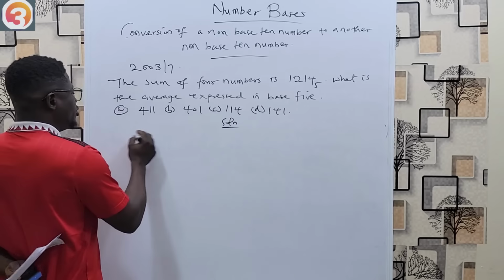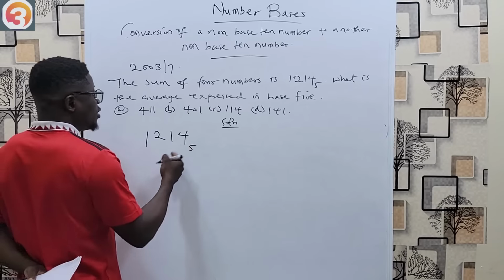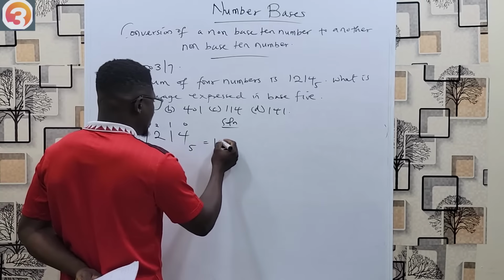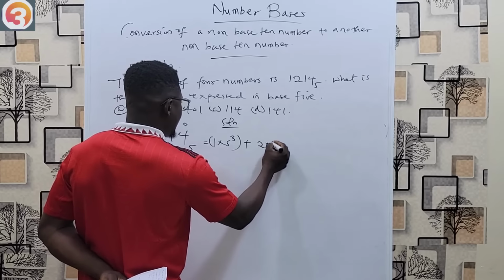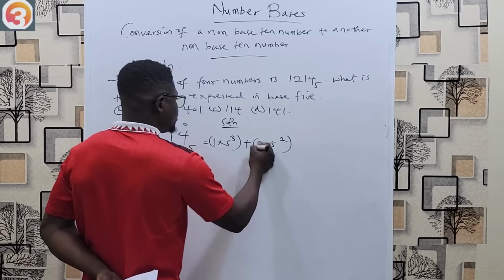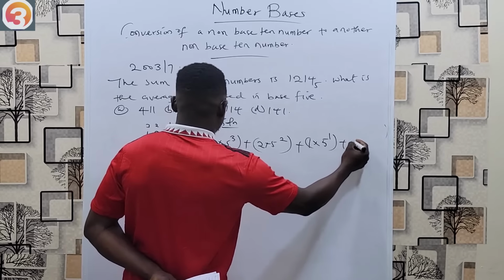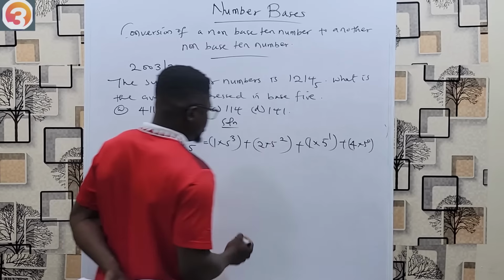So now you are going to have 1214. This is base 5, right? So we're converting to base 10 first. 0, 1, 2, 3. So I'm going to have 1 times 5 raised to power 3, plus 2 times 5 raised to power 2, plus 1 times 5 raised to power 1, then plus 4 times 5 raised to power 0. So we'll do this now.